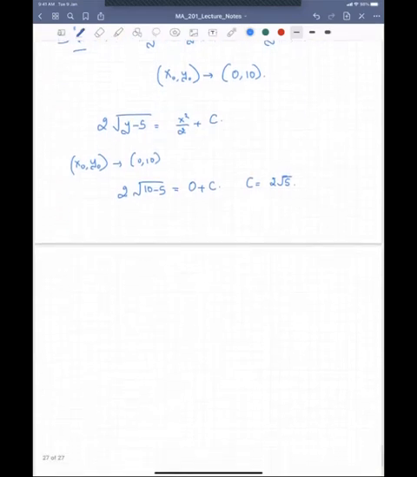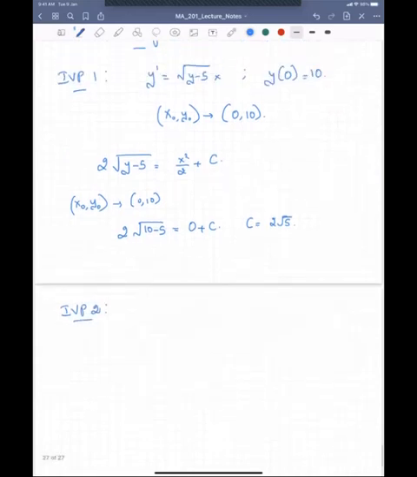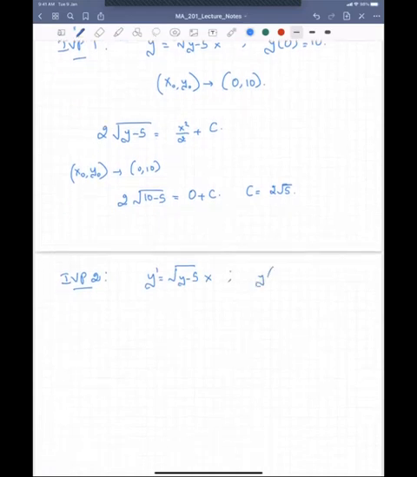No problem. So let's go ahead and talk about the second initial value problem. I will take the exact same differential equation, y prime equals square root of y minus 5 times x. And this time I will say my initial condition is, I don't know, y at x equal to 8 is 5.